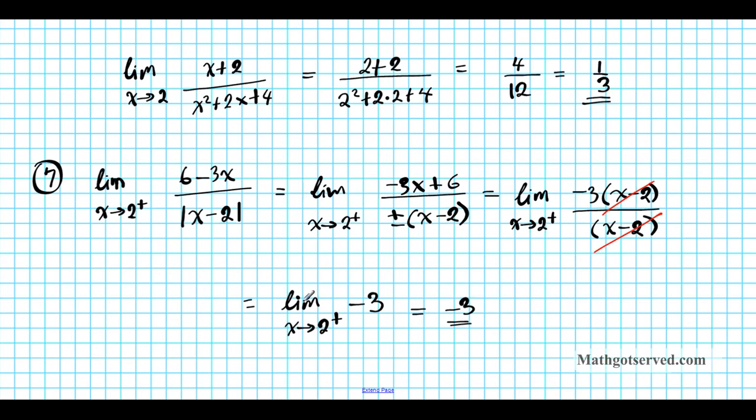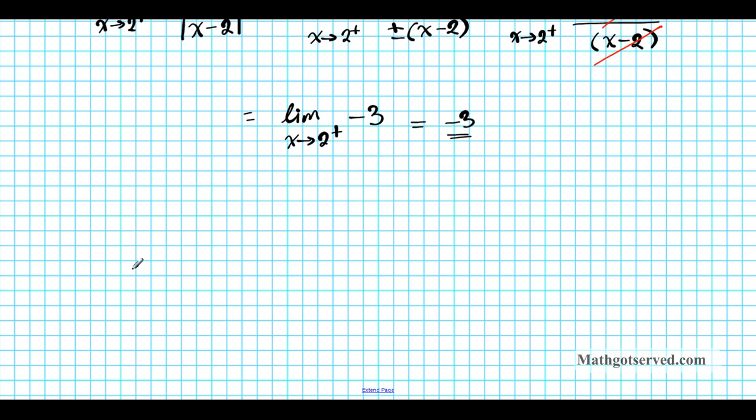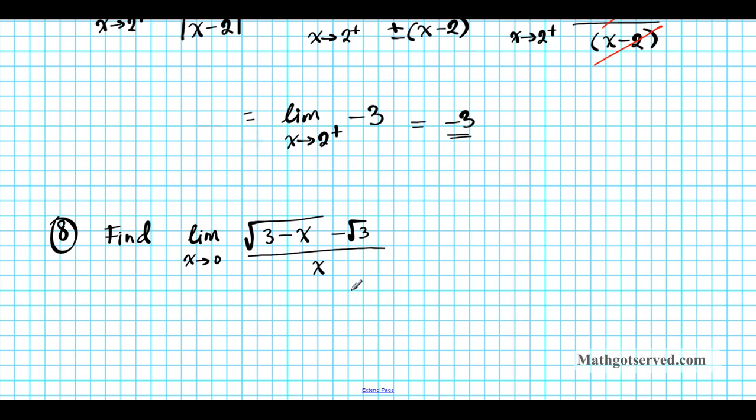All right, let's take a look at problem number 8. So for problem 8, what if we were to find the limit as x approaches 0 of the square root of 3 minus x minus the square root of 3, divided by x. Okay? So this one, if we plug in 0 directly, we'll have 0 in the denominator, which results in an undefined result. So this is an example where we have to rationalize the numerator.